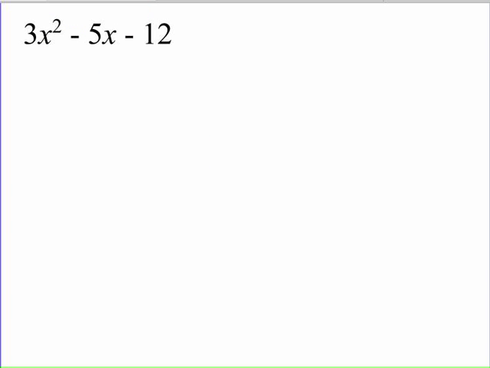Oops, skipped one. Let's go back to this one. So 3x squared minus 5x minus 12. First thing, can I take anything out? No. Is it a perfect square trinomial? No. So then I look and I see this is a 3. Do we remember what happens when that's not a 1 and that's another number? First and the last. So 3 times 12 is 36. So now that's the number I'm working with.